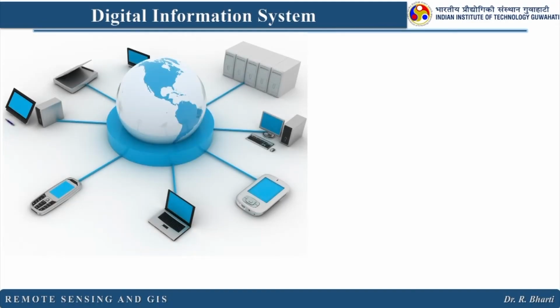Now let us see what is the difference between information system and digital information system. So this figure itself can explain what is the meaning of digital information system. So nowadays all our mobile phones, desktops, PCs or hard disks are connected with this internet, right? And through the internet you are sending a query and you are getting an answer. So that is the meaning of digital information system.